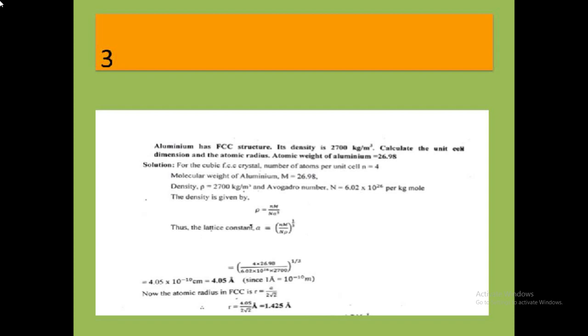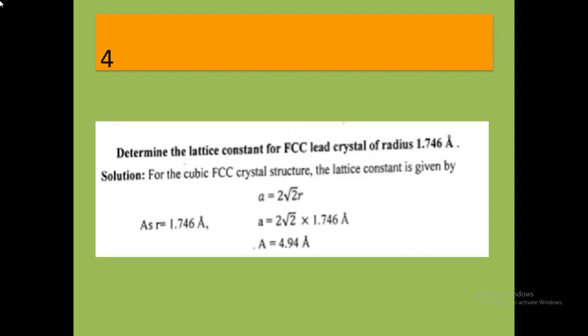Now the atomic radius in FCC is given by the relation between r and lattice constant a: r is equal to a upon 2 root 2. So r is equal to 4.05 upon 2 root 2 Angstrom, which is equal to 1.425 Angstrom. Determine the lattice constant for an FCC lead crystal of radius 1.746 Angstrom. For the cubic FCC crystal, the lattice constant is given by a is equal to 2 root 2 r, and they already gave r is equal to 1.746 Angstrom.